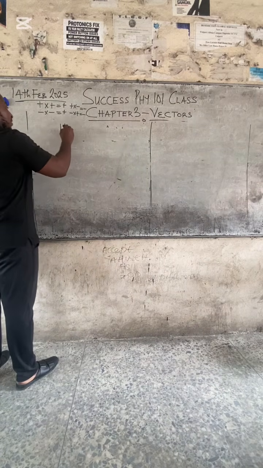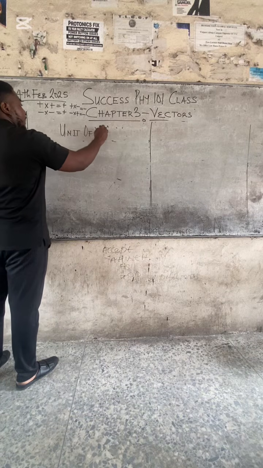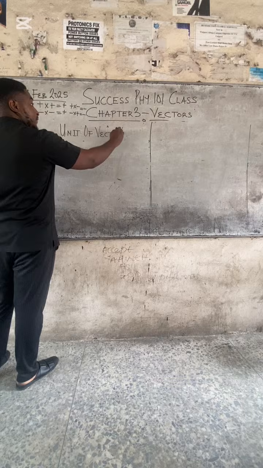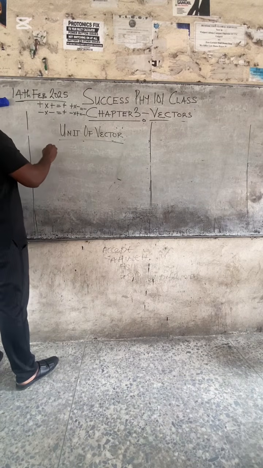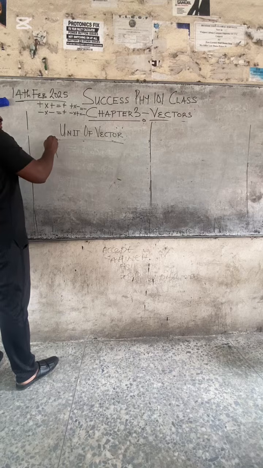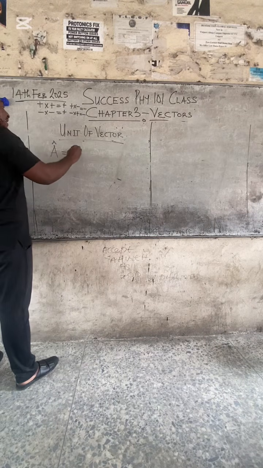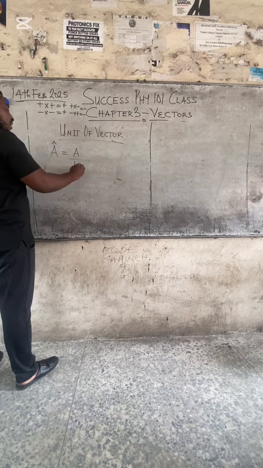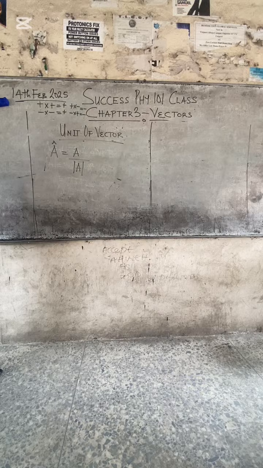Unit vector of a vector is the vector divided by the magnitude. Class, look at the symbol for the unit vector. If you see the symbol, it means they're asking you to find the unit vector. The unit vector of A is A divided by the magnitude of A. The unit vector of a vector is the vector itself divided by the magnitude of the vector.